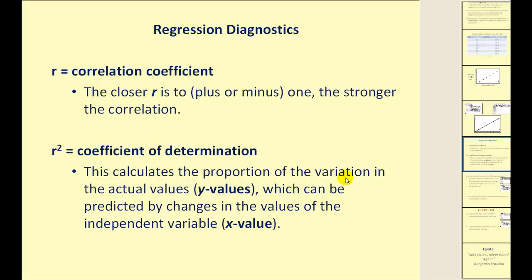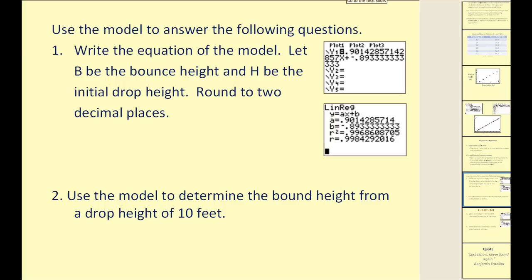This calculates the proportion of the variation in the actual values, the y values, which can be predicted by changes in the values of the independent variable x. So to keep it simple, the closer these are to 1, or in the case of r negative 1, the better our model is. So let's answer some questions based upon what we found.